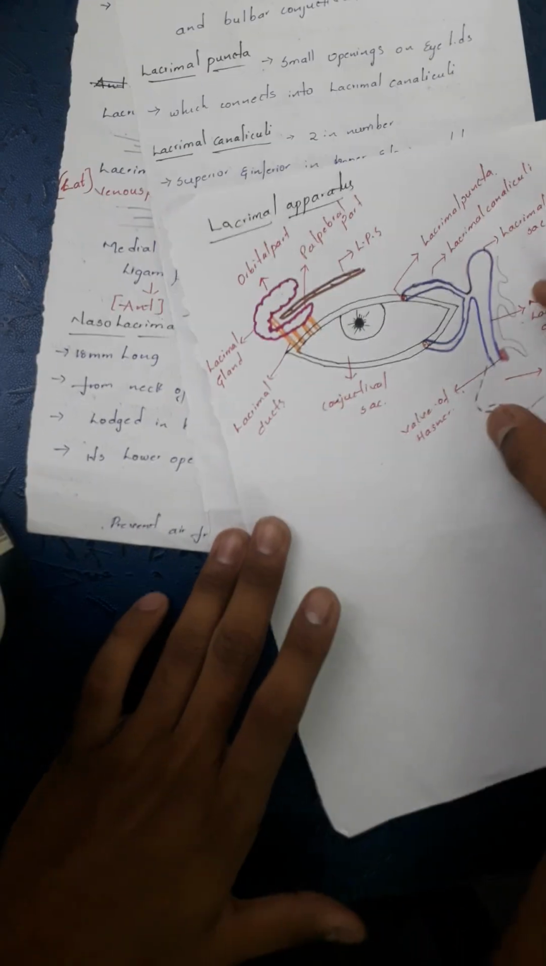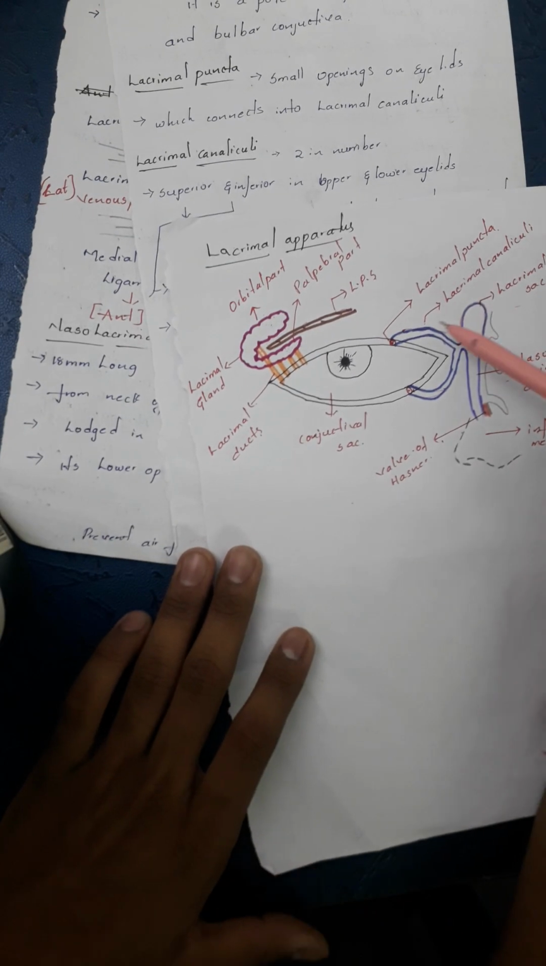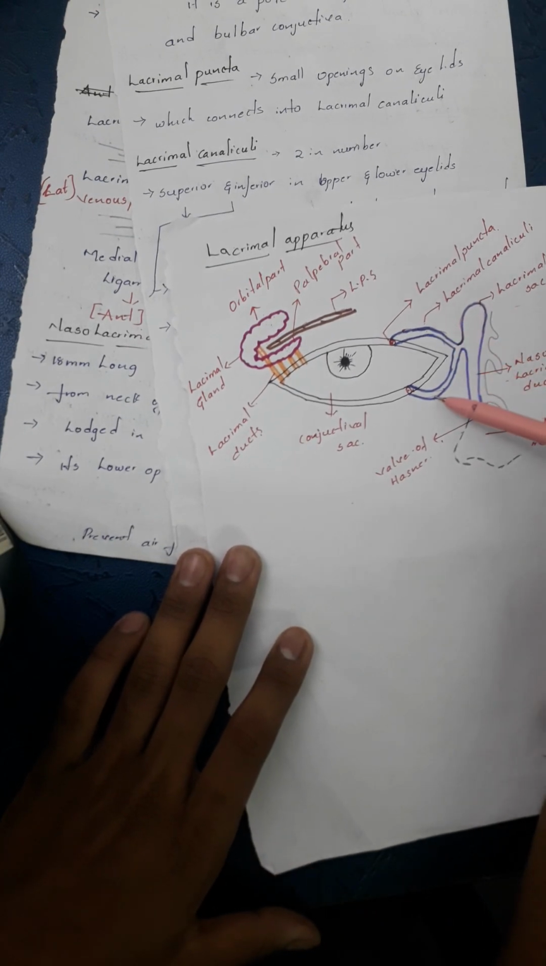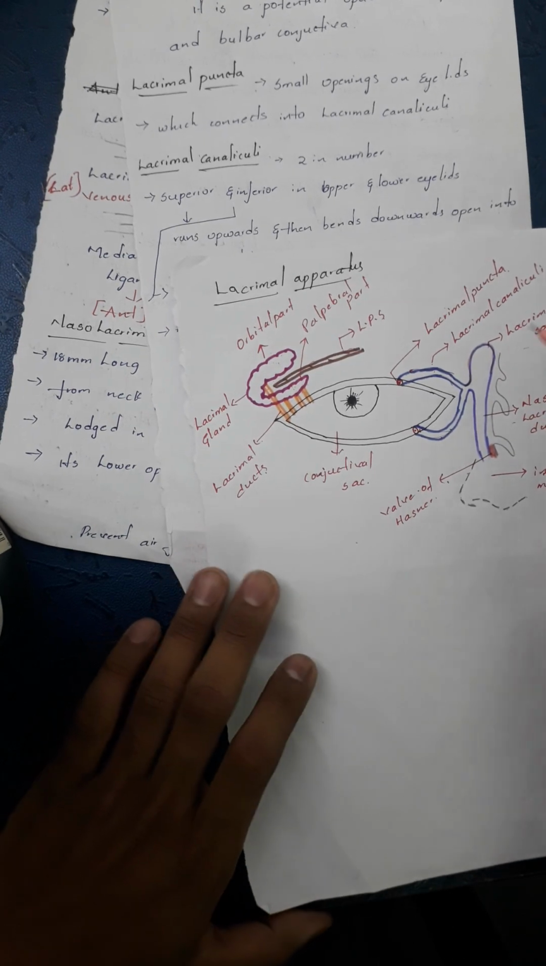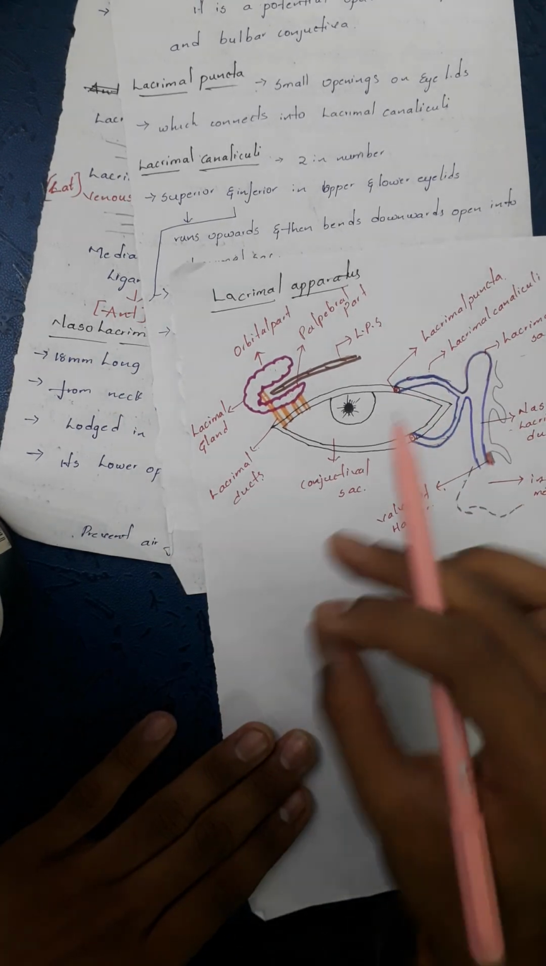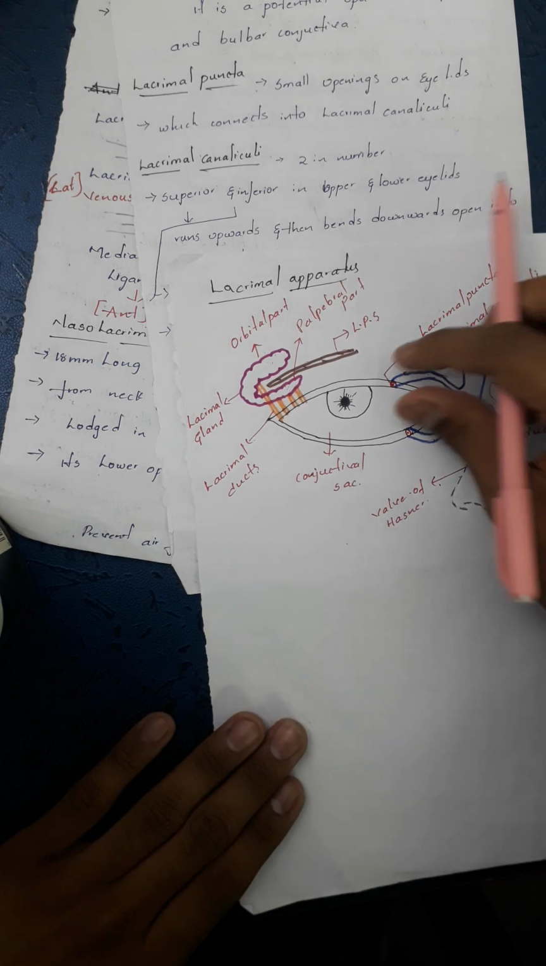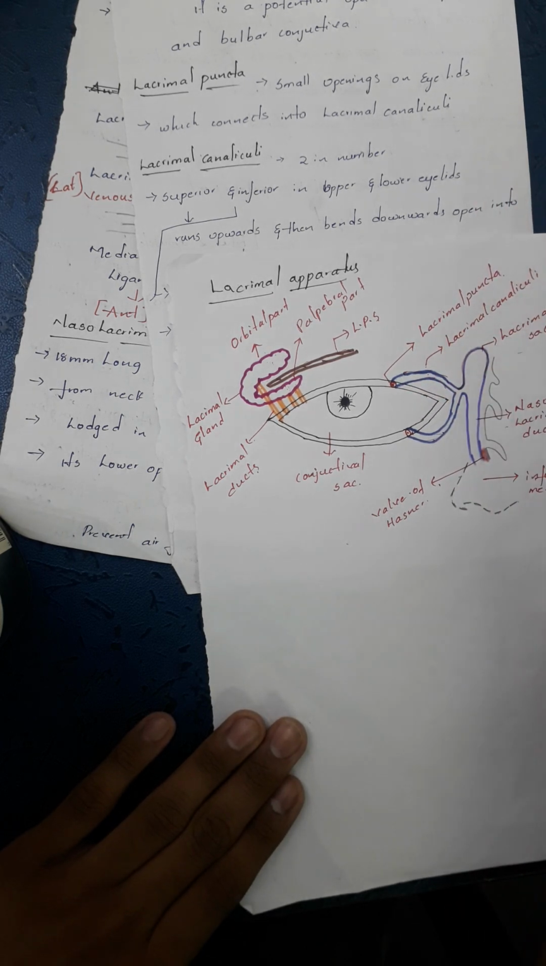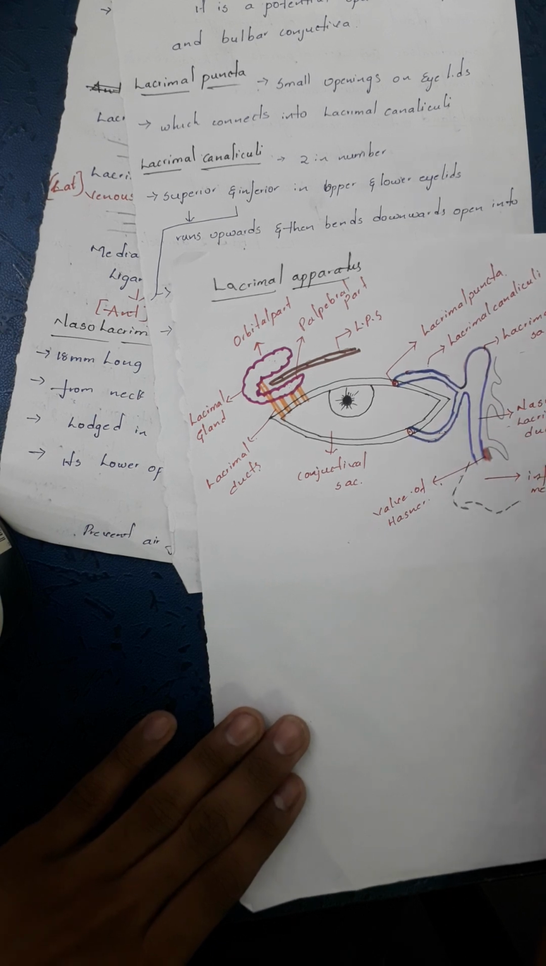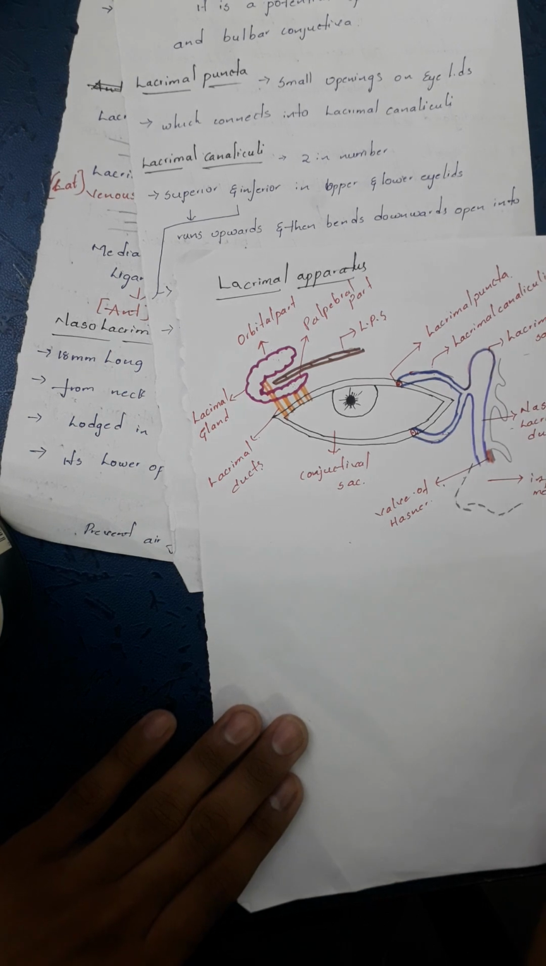What are these lacrimal canaliculi? They are two in number. This is the superior lacrimal canaliculus and this is the inferior lacrimal canaliculus. What is the course? The superior lacrimal canaliculus first moves upward and then downward, and the inferior lacrimal canaliculus first moves downward and then upward. They may open separately into the lacrimal sac, or both together open into the lacrimal sac.